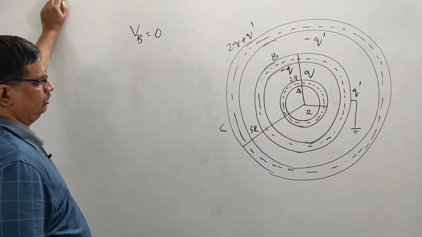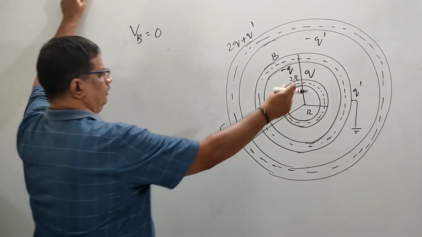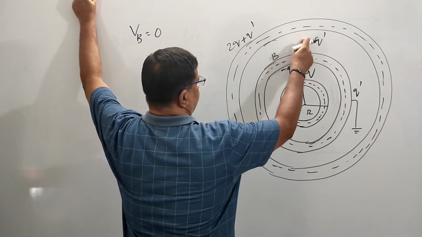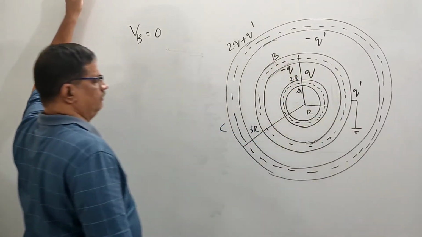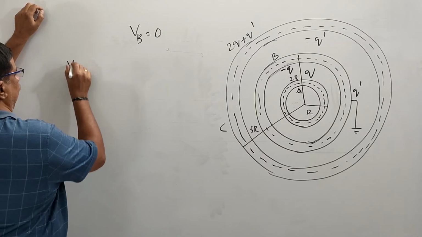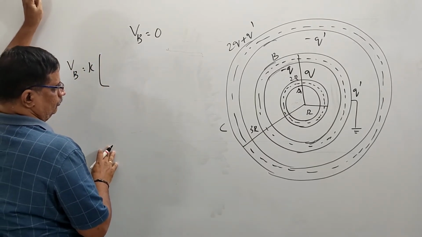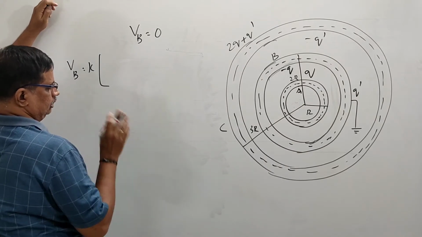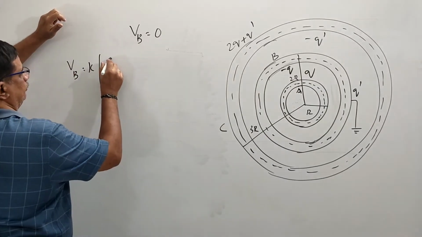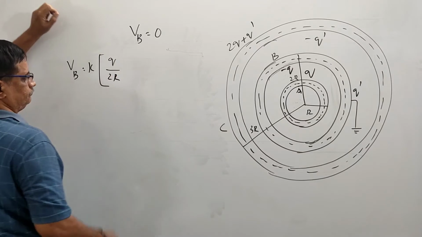Now how to find the potential of B? All the charges present here, charge on the outer surface of A, charge on the inner surface of B, outer surface of B, inner surface of C, outer surface of C, all of them will contribute to the potential of B. So we will write potential of B equal to K into, first let us consider the charge on the outer surface of A. There is no charge on the inner surface of A. Outer surface of A, the charge is Q. So Q by the radius of B, which is 2r.